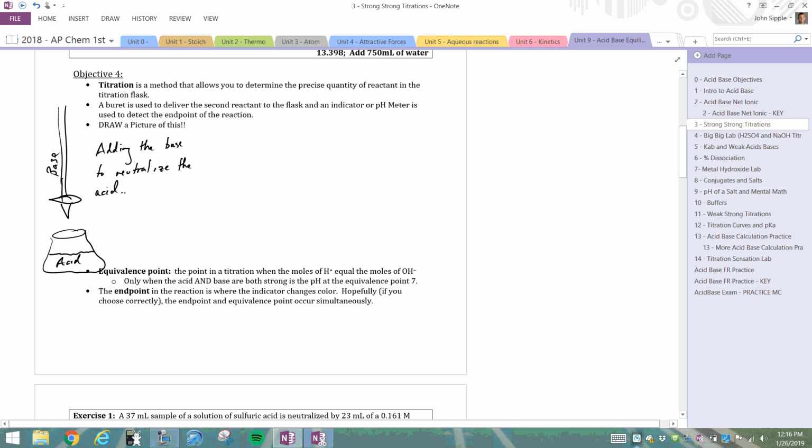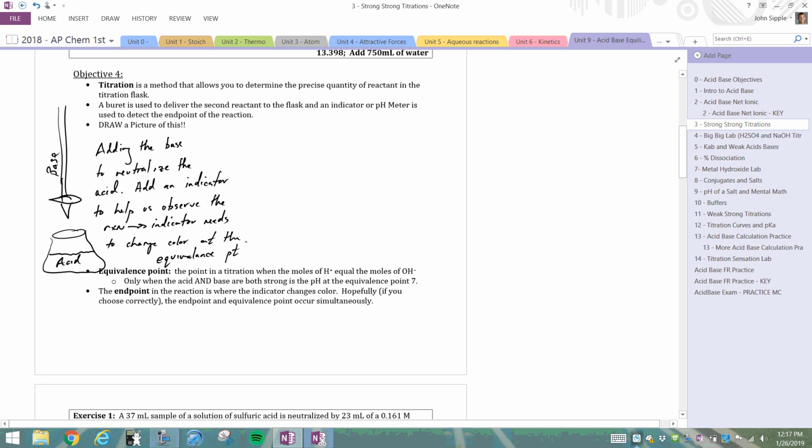In this case, remember, we're always going to add an indicator to help us observe a reaction. And the indicator needs to change color at the equivalence point.